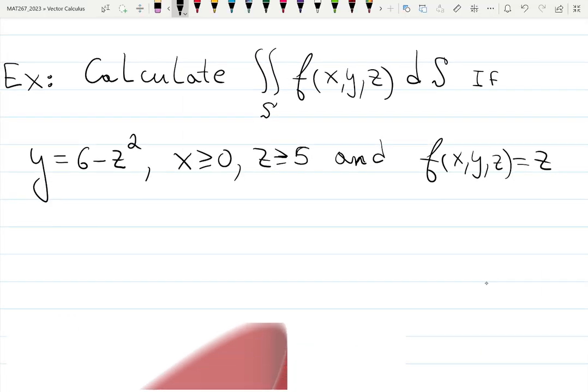Welcome back. One more video about surface integrals. Let's calculate a surface integral. Look how beautiful, by the way. I'm trying to make it a beautiful integral, but then S also looks like an integral, so it's nice to put some hats around it. F depends on x, y, z, so it's a four-dimensional object, right? dS, and we have y equals 6 minus z squared. X is non-negative, z is greater than or equal to 5, and F equals z.